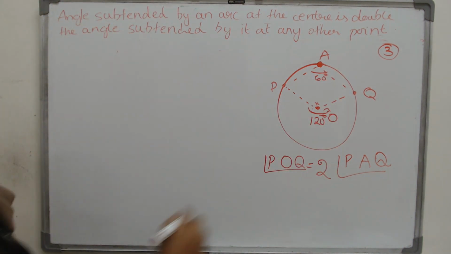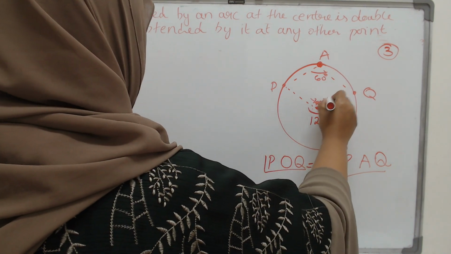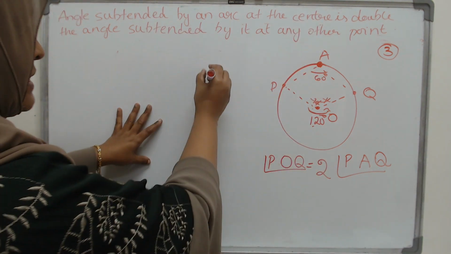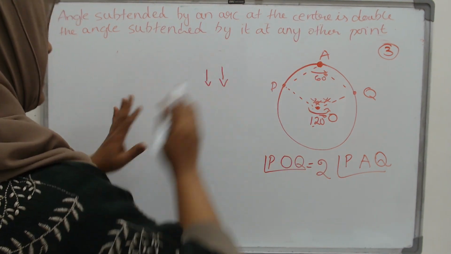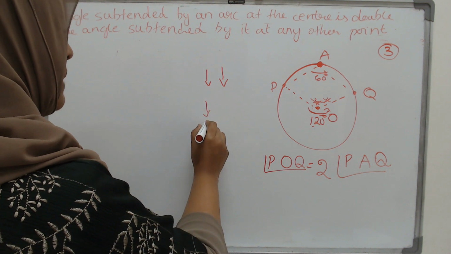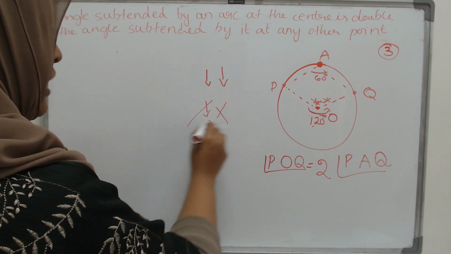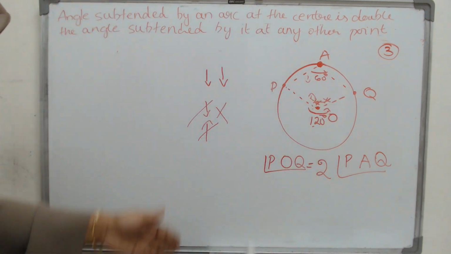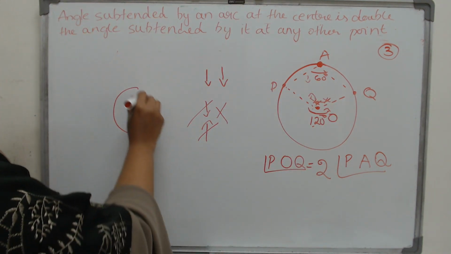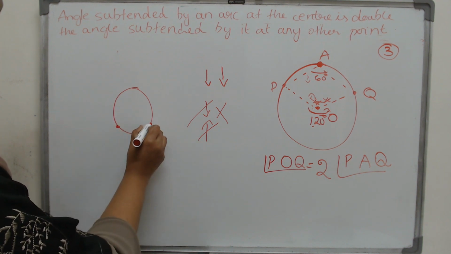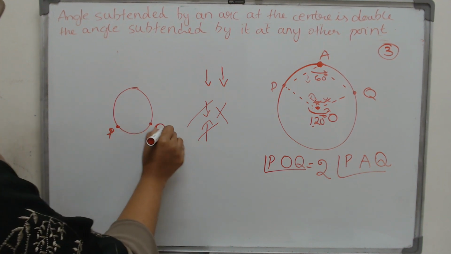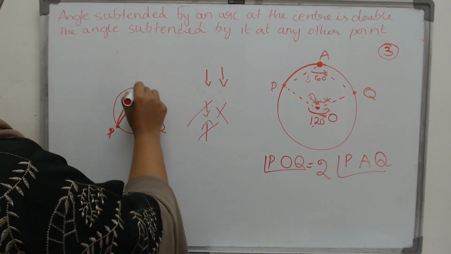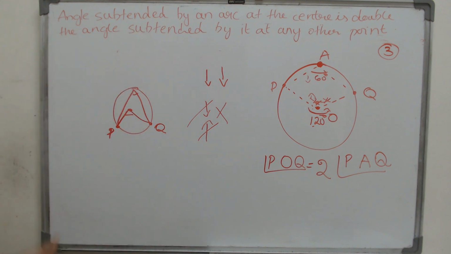Please remember, do not take the angle in here. It is this angle you have to consider. Both of your angles must look in the same direction. They should not be looking at each other. We don't want that. They should be looking in the same direction. In each and every case, you will see that. Even if you take a minor arc, what do you see? You will see that both of them look in the same direction.